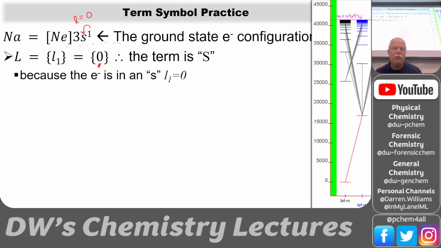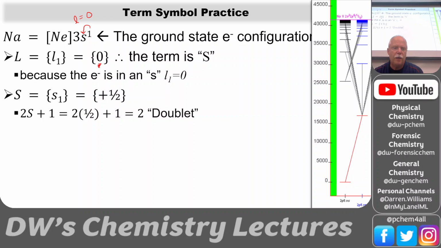We use the same rules for the capital L that we do for the little l's. If capital L is 0, that's an s orbital. If capital L is 1, that's a p orbital. If capital L is 2, that's a d orbital, or a d term, I should say. Now let's do the multiplicity.